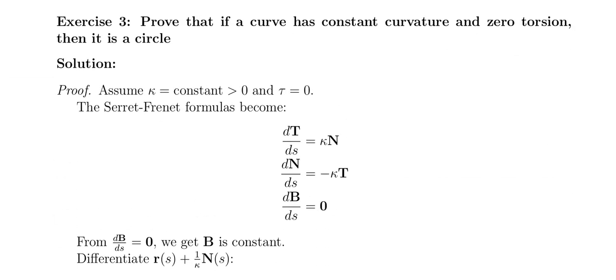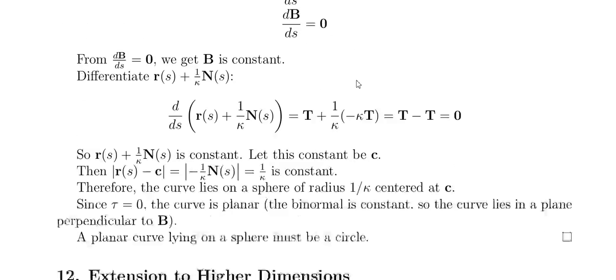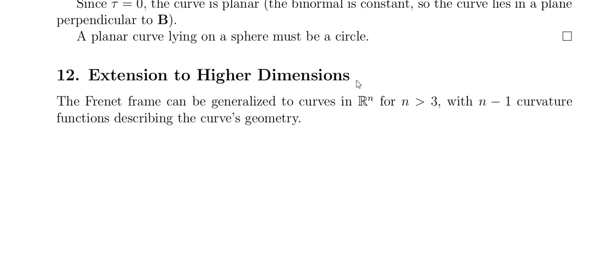And another one: if a curve has constant curvature and zero torsion, that represents a circle. Once again this is the repetition, and this is the extension. The Frenet frame can be generalized to curves in R^n for n greater than 3, with n minus 1 curvature functions describing the curve geometry. That is the extension to the higher dimension.